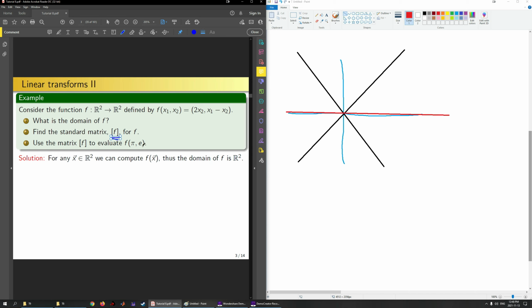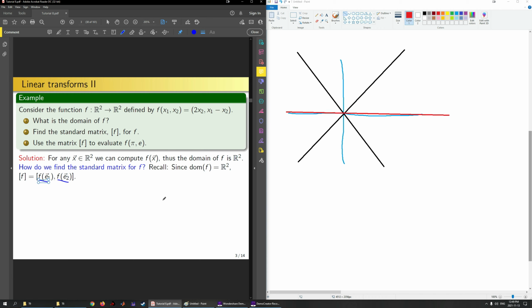Previously, in the case where I had a function from R to R, the domain was just R, so to compute the matrix, all I needed to do was compute f of 1. Well, to compute the standard matrix. So here, to compute the standard matrix for f, since the domain is R2, I need to use the standard bases for R2 to be able to compute the matrix for f. So from here, how do I find the standard matrix? Well, recall, since this is the domain, the standard matrix is simply f of e1, f of e2.